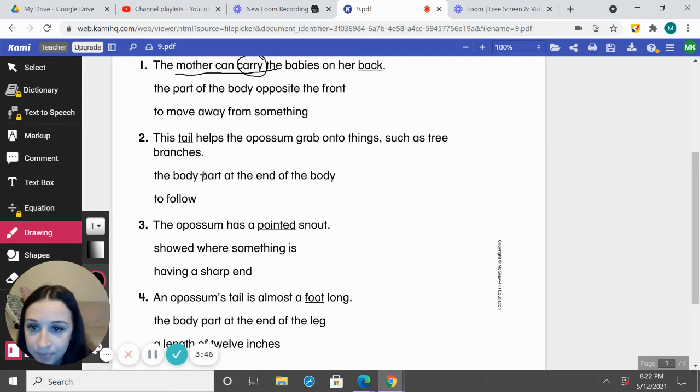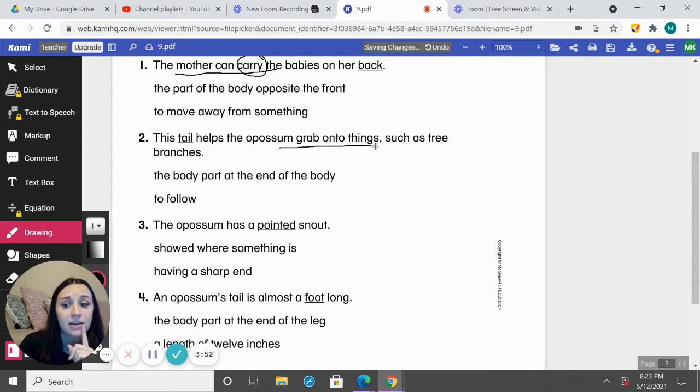Well, I'm going to use my sentence. This tail helps the opossum grab onto things. That's a big clue here in the sentence. Could I grab onto things if I'm talking about following, tailing behind me? No, you can't do that. The only thing that could be grabbing things is an actual tail, the body part at the end of the body.